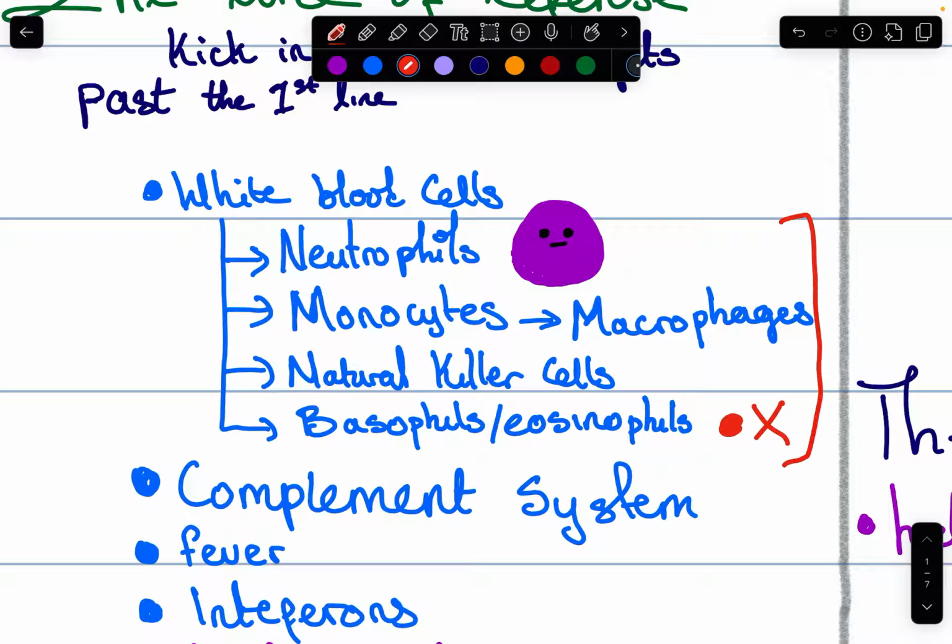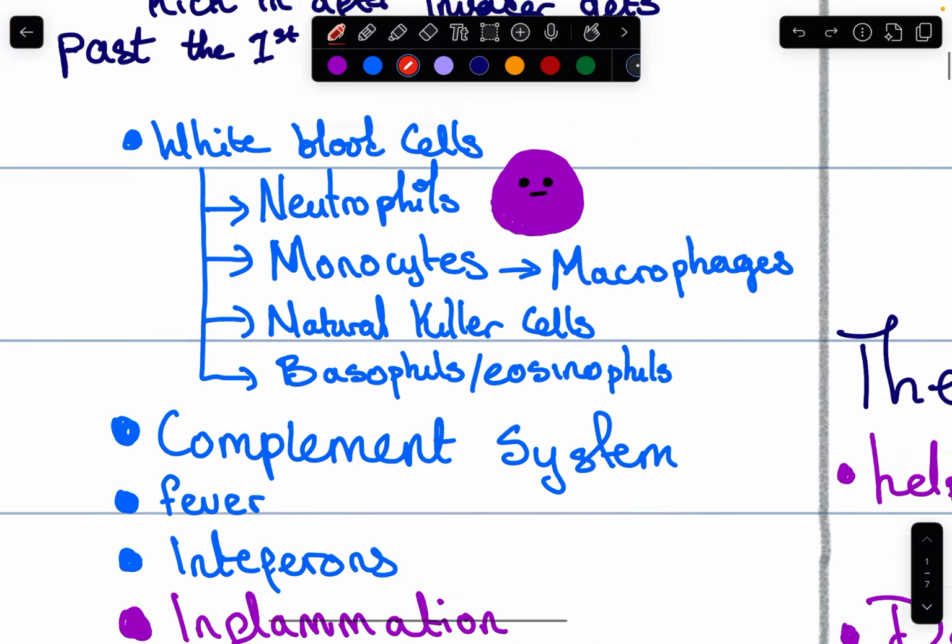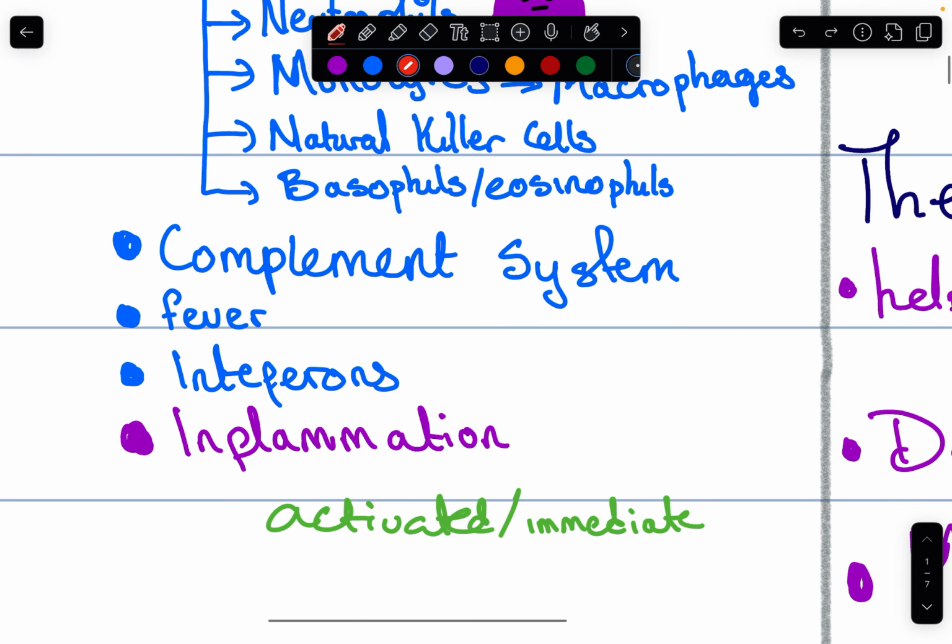We're mostly going to focus on neutrophils and macrophages because they're the heavy lifters, but these also play a huge role in our second line of defense. Just remember that. Another thing about the second line of defense is that we have our complement system that I'm going to talk about in a few minutes. And then we have fever, interferons, inflammation, okay?